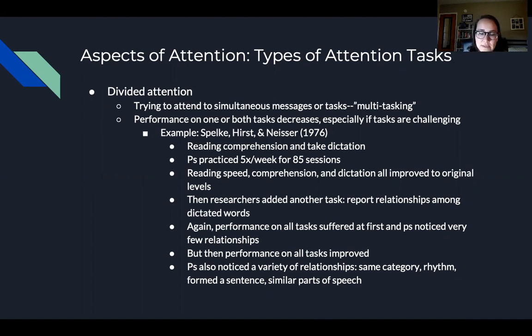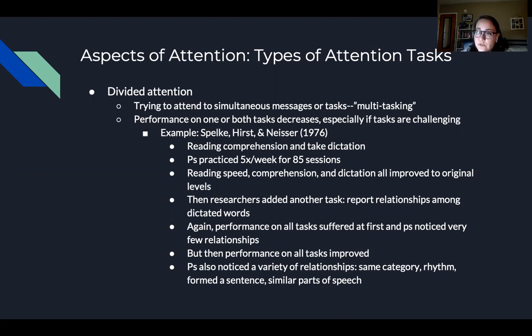As many of us can attest, in most cases, our accuracy on one or both tasks decreases, especially if the tasks are challenging. So we might think that we're multitasking and being productive, but really we're being less productive than we would be if we had just focused on one task or the other. When divided attention is studied in the lab, researchers simulate it by having participants perform two tasks at once.